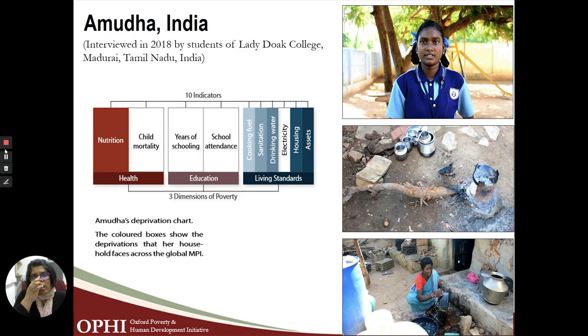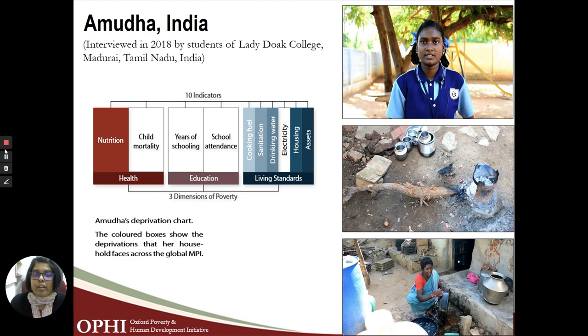The family is not deprived in the dimension of education. Amuda herself is currently attending secondary schooling, having successfully completed primary schooling. As indicated by the second picture, they are deprived in cooking fuel as the family cooks with wood because they cannot afford a gas cylinder. They practice open defecation and draw the drinking water from an unprotected well. They're deprived in sanitation and drinking water.